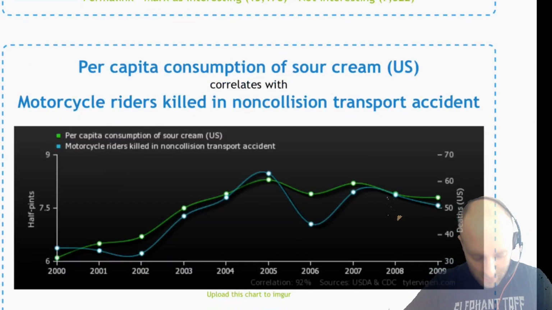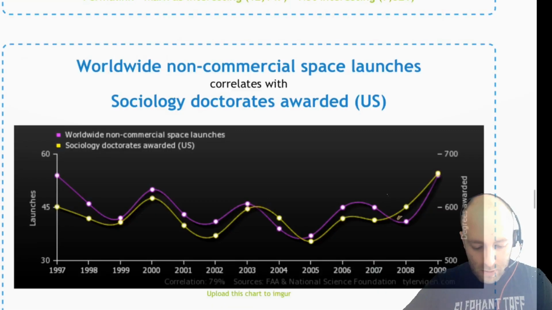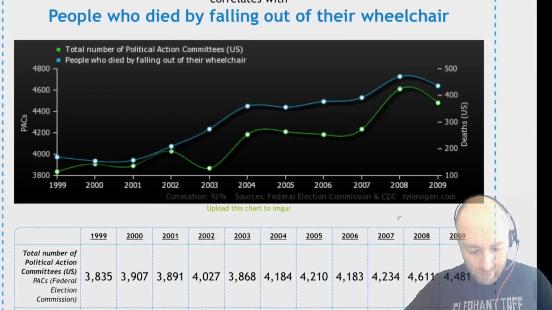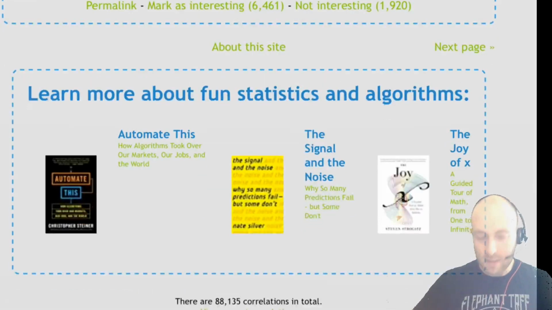Sour cream and motorbike. Some of these are new. This is good. Yeah, so it's worth having a look on this website. If you just Google spurious correlations, there's some interesting statistics here, to say the least.